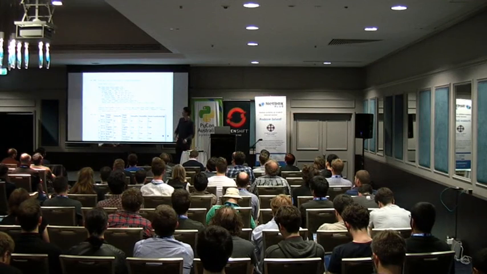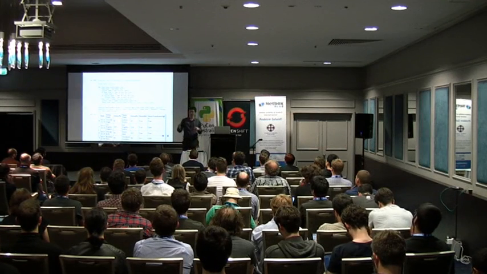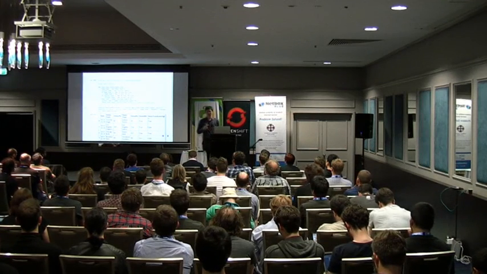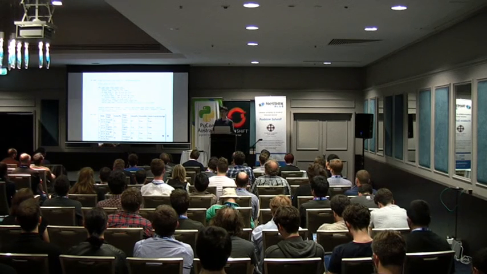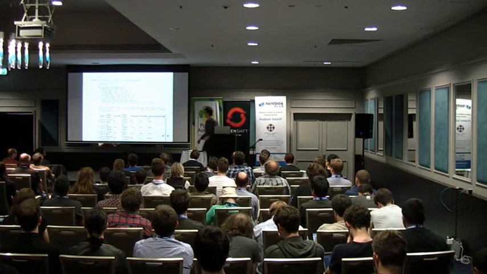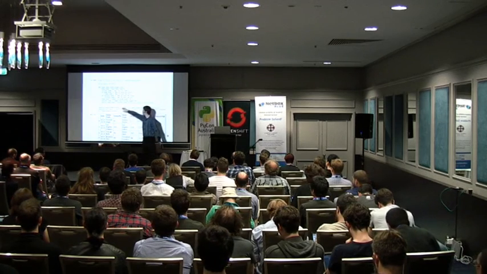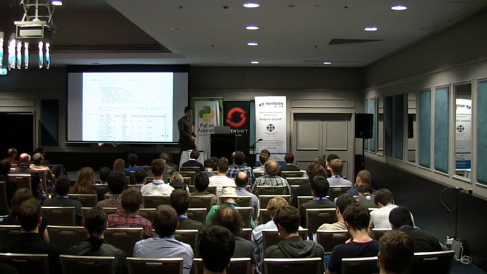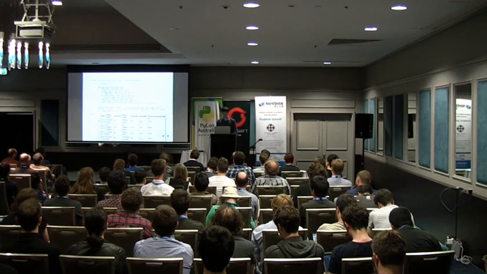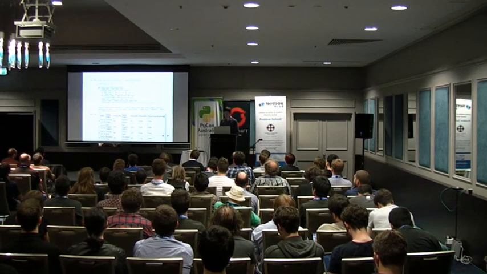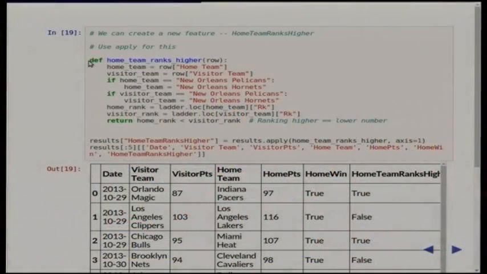So axis equals 1 will go through each row for us, apply the function to the row, and then get the result. The result from here is a series, which we can then use to create a new feature, which is this one here. So our function looks like this. We take our row as a parameter, we get who the home team and the visitor team are, we ignore the next 4 lines for now.